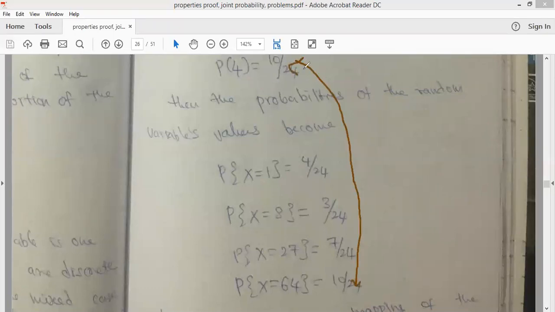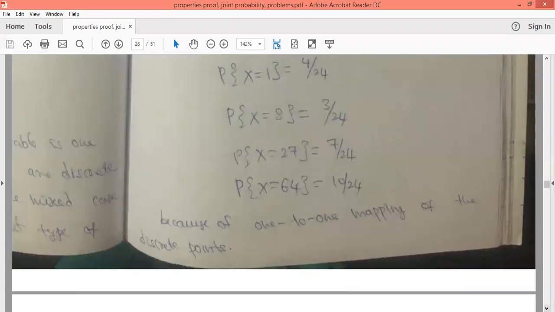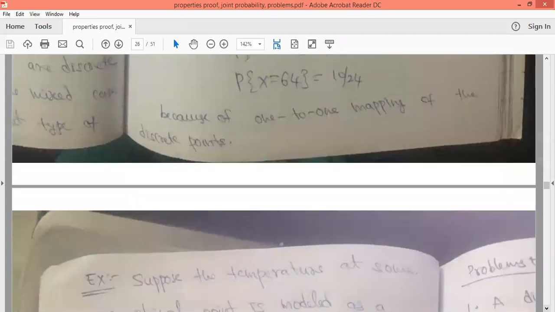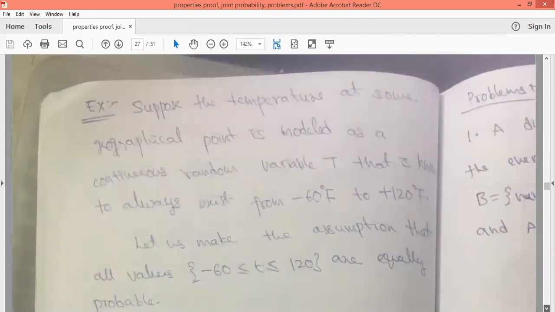Okay, so the probability of any particular element in the sample space will be equal to the probability of the random variable corresponding to that element. That is how we will be finding the probability of elements in the random variable. Because of the one-to-one mapping of discrete points, we will be getting these probabilities. Okay. Now similarly, this we have discussed.